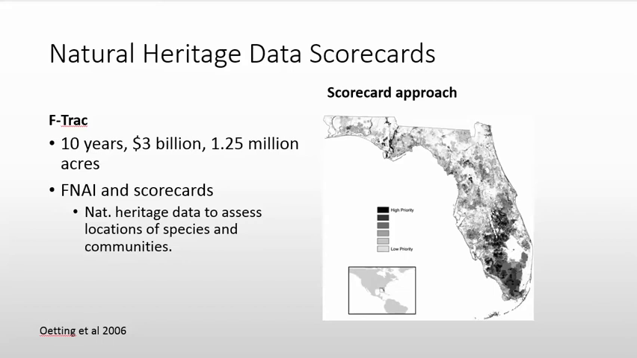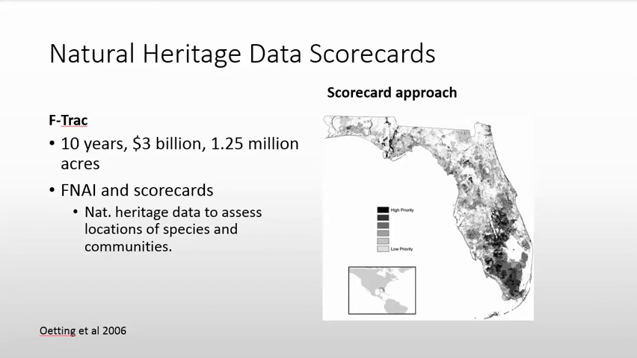And they had what was called then a scorecard approach, and you can think about a scorecard approach as basically summing up the number of elements of interest for conservation in a location, ranking them, and going after the things with the highest scorecard. It was more nuanced than that, but not a lot.